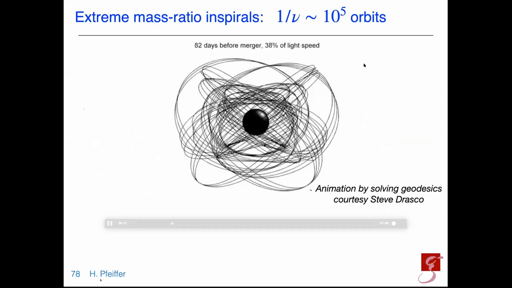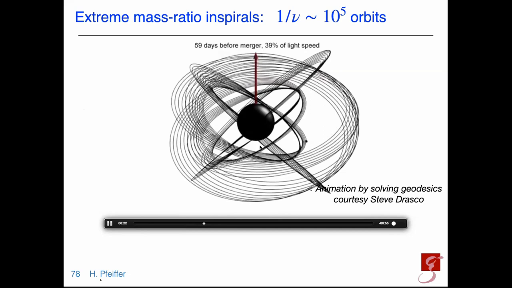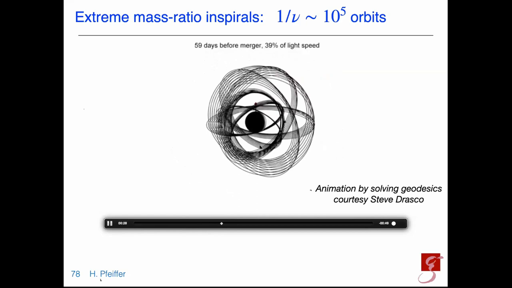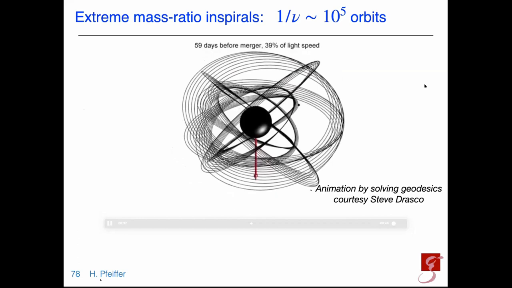Here's a simulation by Steve Drasco of geodesics showing you that sometimes you get these resonant features where all the frequencies are in tune and the usual orbit averaging doesn't work anymore when computing the in-spiral. Those were the features you were trying to assess with the numerical relativity simulations at mass ratio 7.